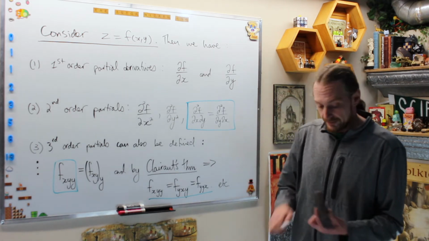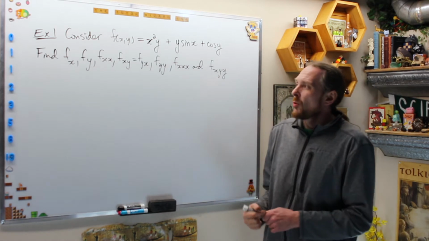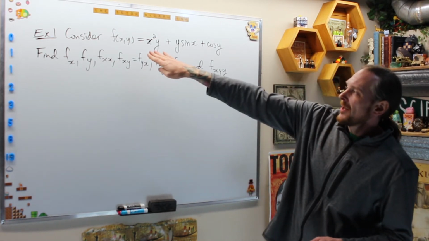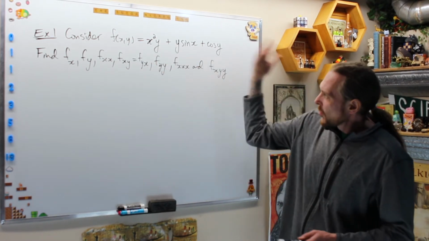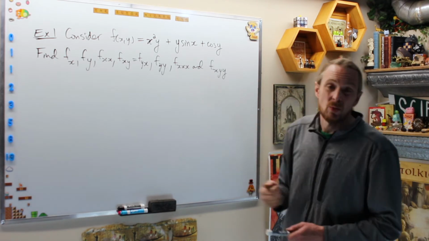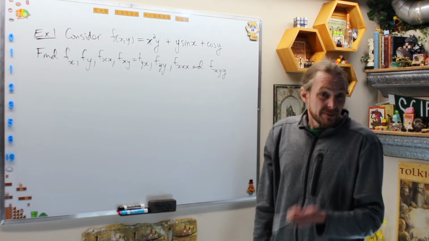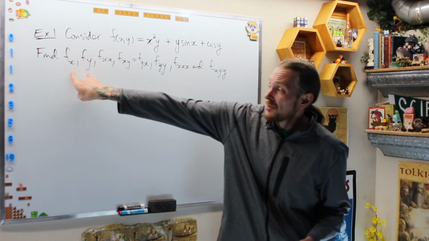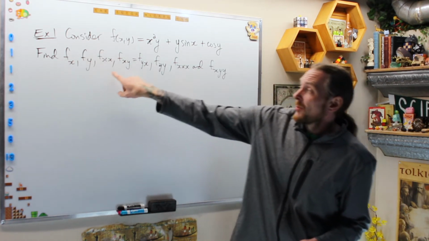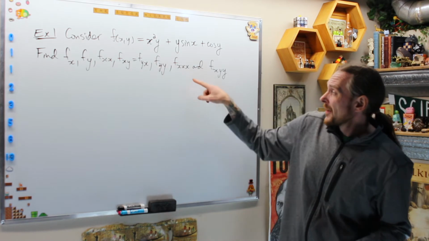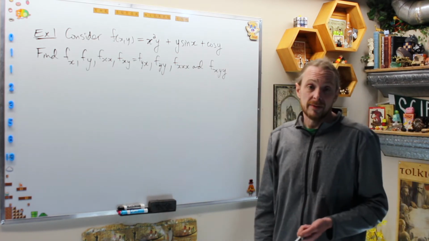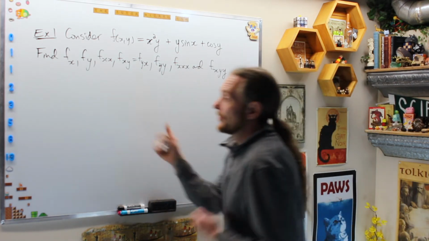Let's do an example. All right, example 1, consider this function of 2 variables, x squared y plus y sine x plus cos y. It wants us to find a bunch of partial derivatives of different orders. It wants the first partial derivatives, then it wants all the second order partial derivatives, then it wants a couple of third order partial derivatives. Let's compute.